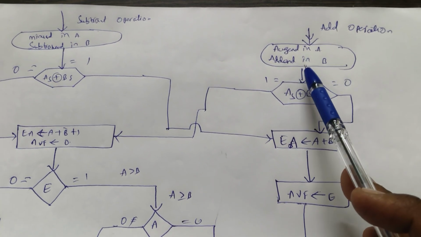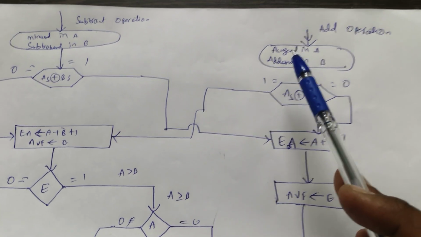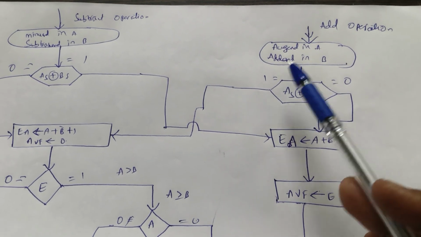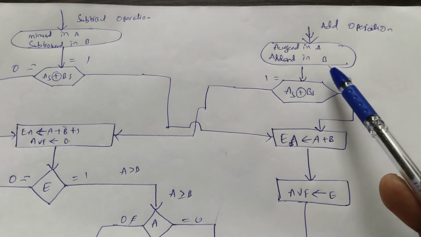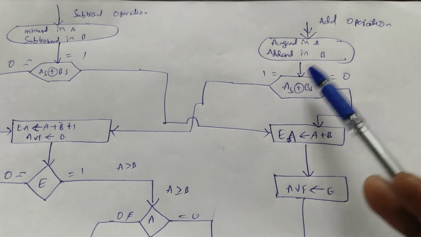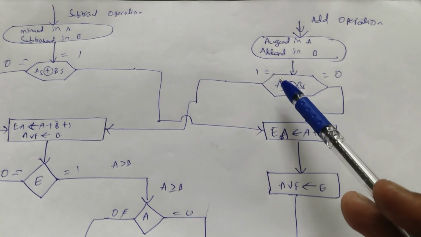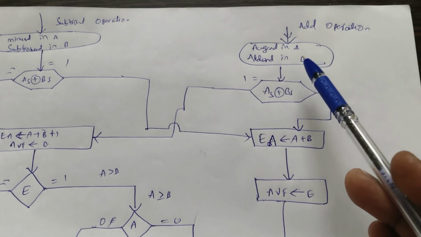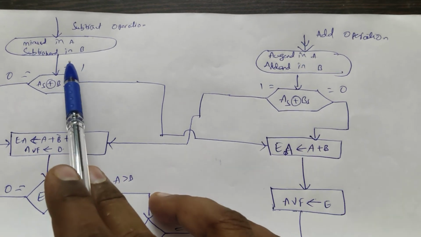For that we consider register A with a sign and register B with a sign, connected with the help of a parallel adder and complementer with a mode bit. If the mode bit is 0, it is going to perform addition. If the mode bit is 1, it is going to perform subtraction. Now we are going to see the flowchart for it, taking both the addition and subtraction operations.